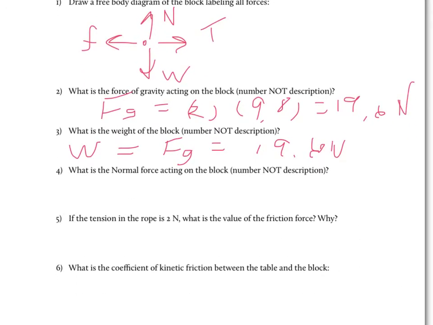Continuing on, what is the normal force acting on the block? Well, in this case, we see that the normal points up, and when we actually look here, we see that, yeah, the normal points up, and the weight points down, so those two things balance. So in this particular case, the normal happens to equal the weight of 19.6 newtons. This changes when we deal with forces at angles.